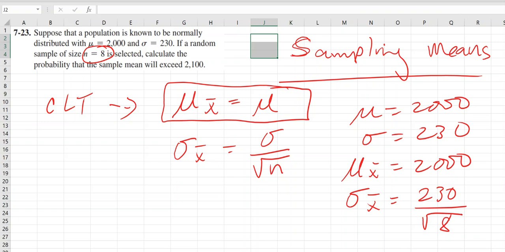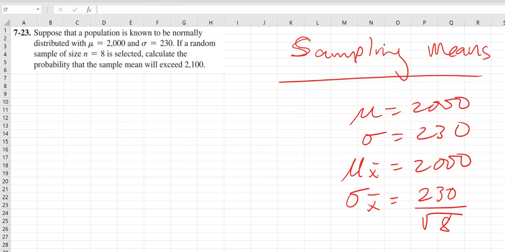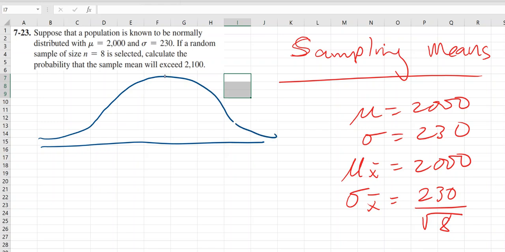Hold on a second, let me erase this. So we're going to draw this situation. In this case, it's not mu anymore. It's mu x bar, the mean of the means. It's the sampling means. And that is equal to 2,000, because it's the same as the population. And sigma x bar is equal to 230 over square root 8, not just 230.